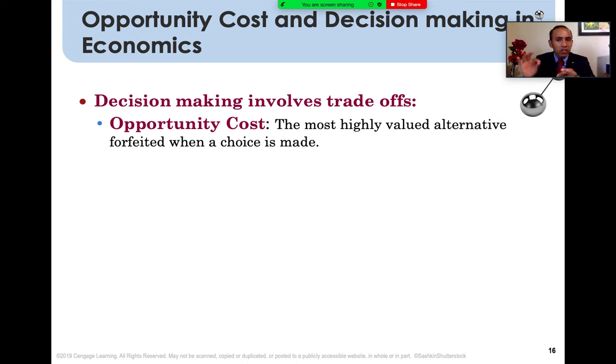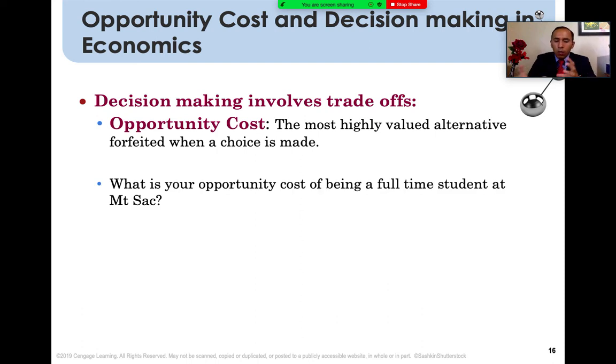It is the most highly valued alternative that is forfeited or forgone when a decision or choice is made. For example, what is your opportunity cost of being a full-time student at Mount San Antonio College? Or what are you giving up? There are some things that you probably are foregoing or trading off to be enrolled, academically speaking, full-time. Think about those things when you're attending a specific class.